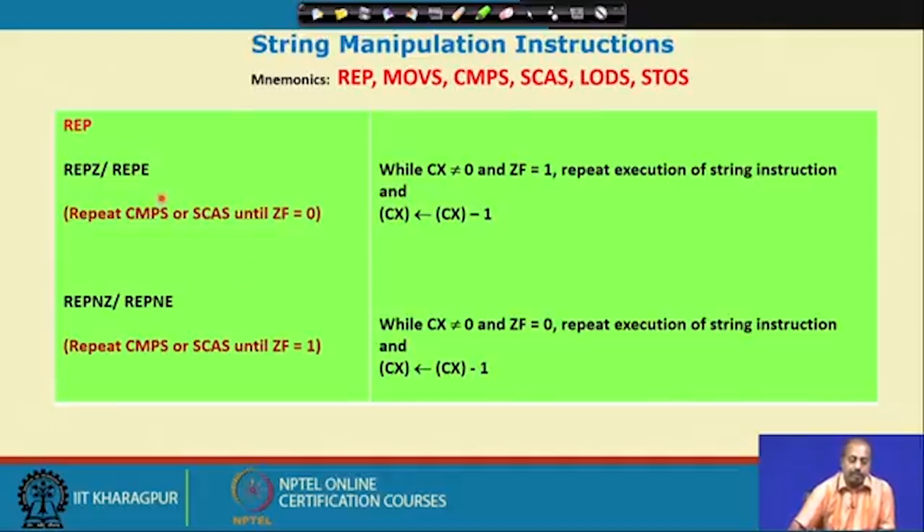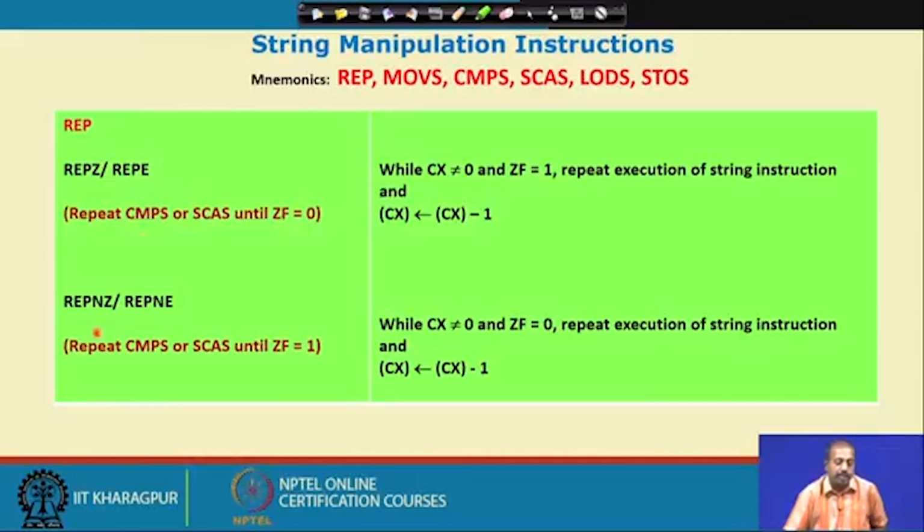This REP prefix can be REPZ or REPE. It repeats the compare CMPS or scan SCAS instruction until the ZF flag becomes equal to 0. So, while CX is not equal to 0 and ZF equals 1, it will repeat the string instruction. After every transfer, CX will be updated to CX minus 1. So, using this repeat prefix, we can repeat these compare or scan instructions.